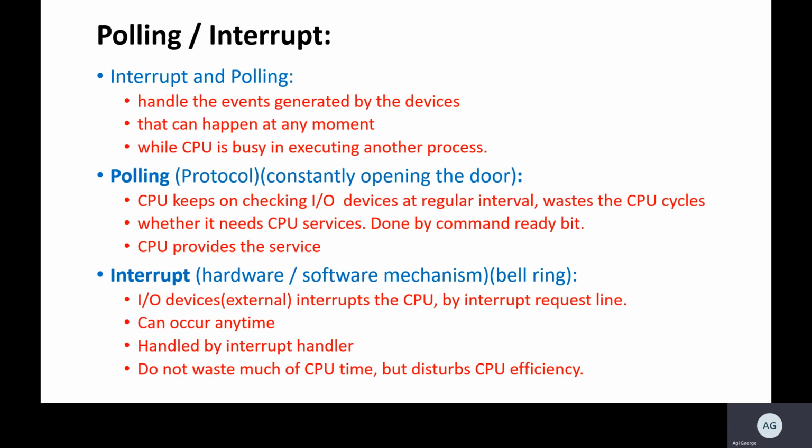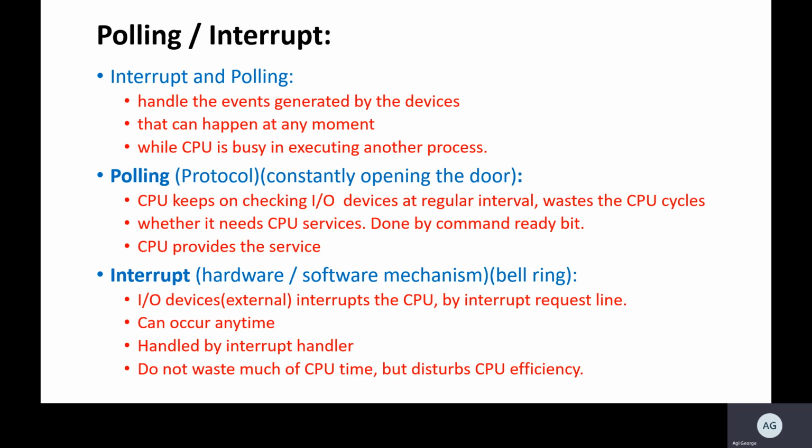There are two words which we need to be familiar with when you talk about stopping a process and running the interrupted process. The first one is polling, and the second is interrupt, which we are going to discuss. Both of these are events which are generated by devices. They can happen at any moment while the CPU is busy executing another process. But what's the exact difference between polling and an interrupt?